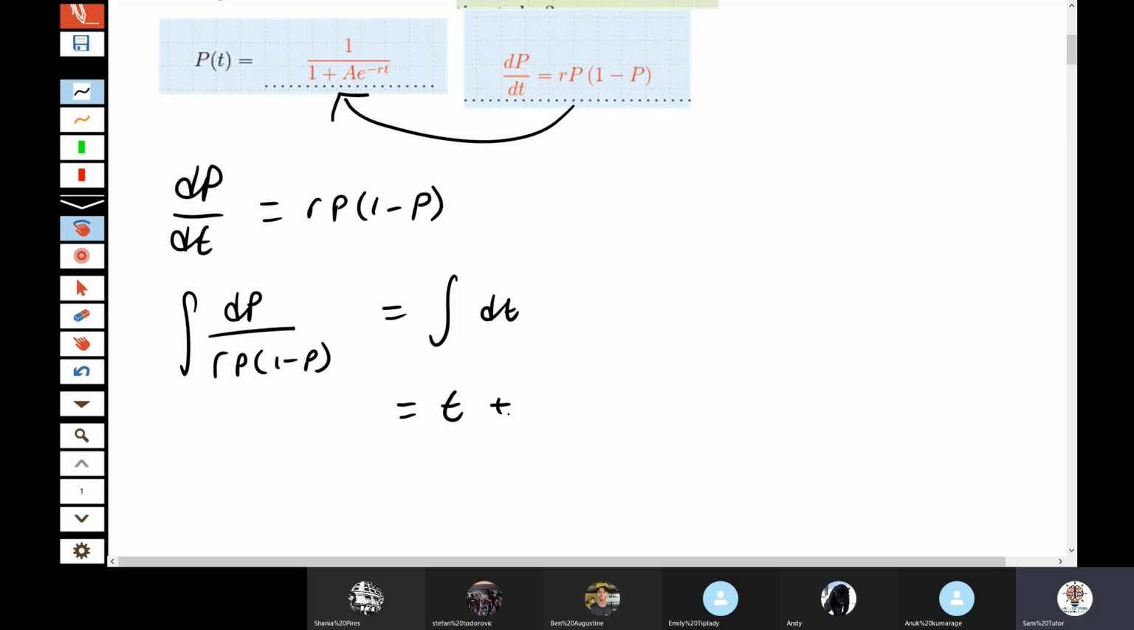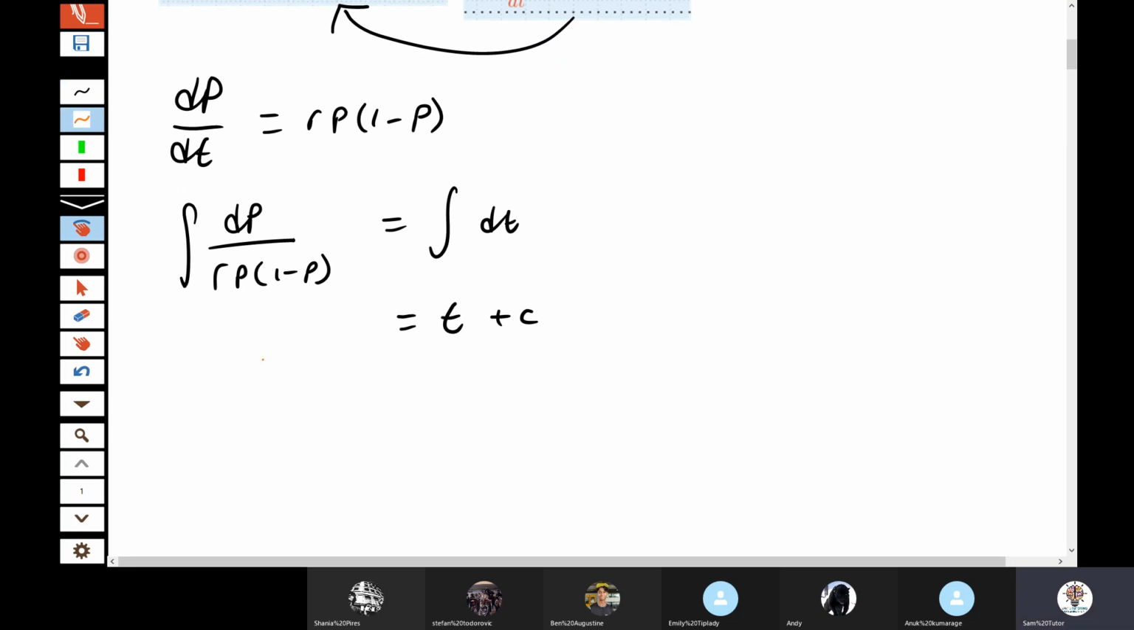Integral of 1 dt is t plus c. This bit here, we're going to focus on now. Only this bit here. Think of it like this: 1 over rp(1 minus p) can be written as a on rp plus b on 1 minus p. So pretty much we're going to split this into 2 different fractions, which before we could never do. But now we're going to be able to do it, as long as a and b are constants. And those are the constants we want to find.